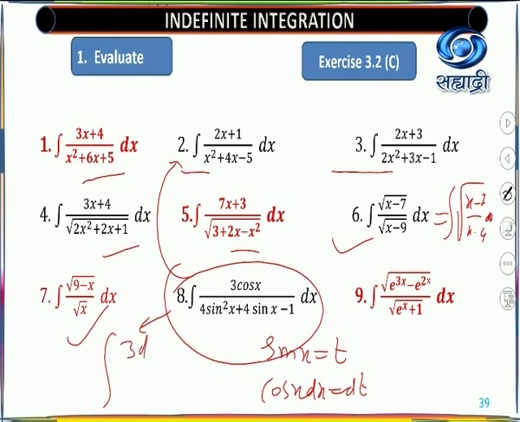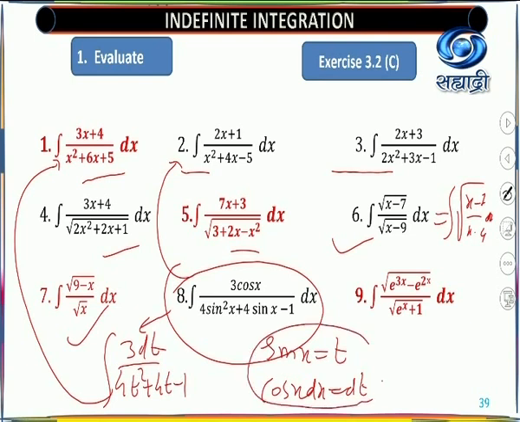So you will get 3 dt upon 4t square plus 4t minus 1. So again this is in the form of these examples. So again you will get the first type of example. This 8th one also you are able to solve only by simple substitution. You will get a similar kind of example. And the 9th one is different, that I will take.